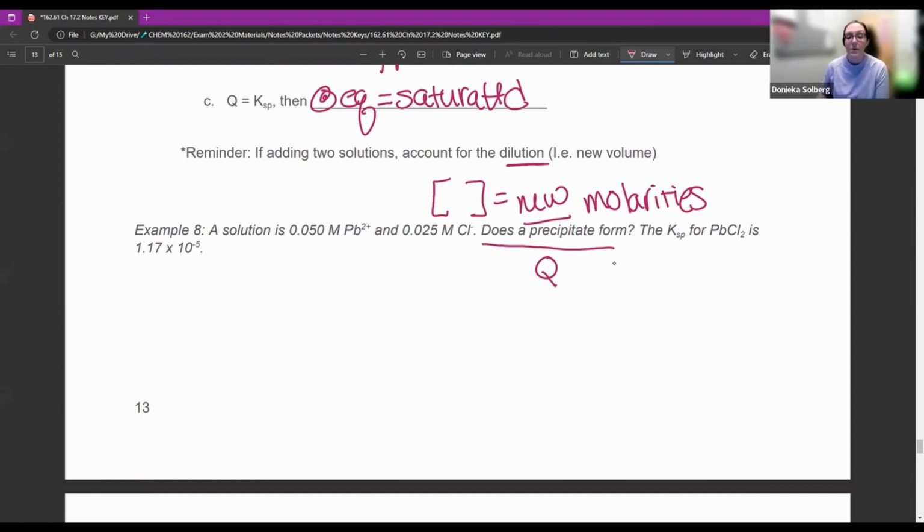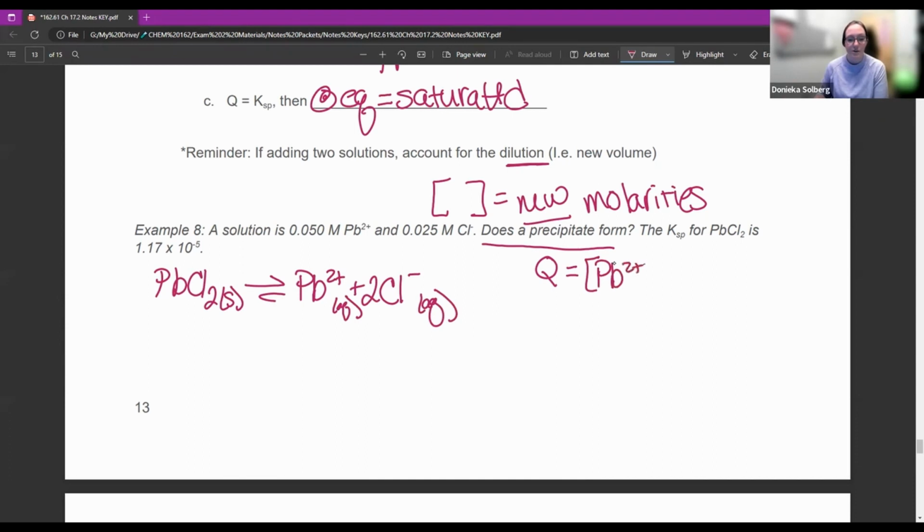All right, so if I'm wondering if a precipitate forms, I'm going to calculate Q, and Q is going to be products, just products, right? Because reactants are solid. So I'm going to write the equation so you know what I'm referring to. PbCl2 solid breaks down into Pb2 plus and 2Cl minus, right? These are my aqueous guys. Okay, so Q is going to be the concentration of Pb2 plus times the concentration of Cl minus squared. Don't forget that squared, that will affect your results, okay? So I need to plug in both of these concentrations, and then I can solve.